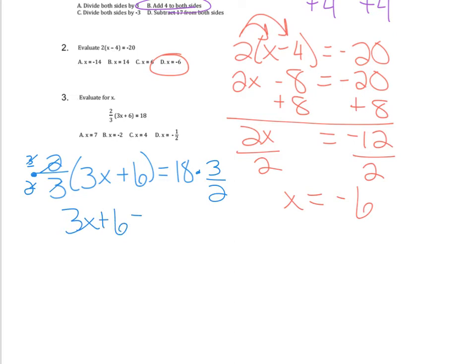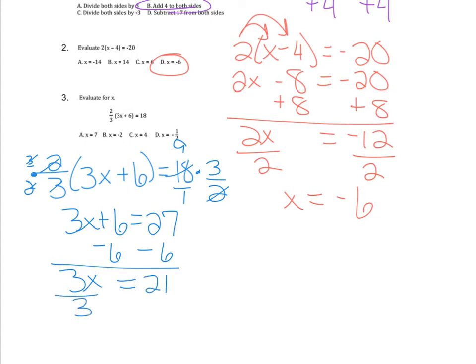3x plus 6 equals, that's 18 over 1. 9 times 3 is 27. We're going to subtract 6 from both sides. 3x equals 21. I'm going to divide both sides by 3, and x is 7. That gives me A.